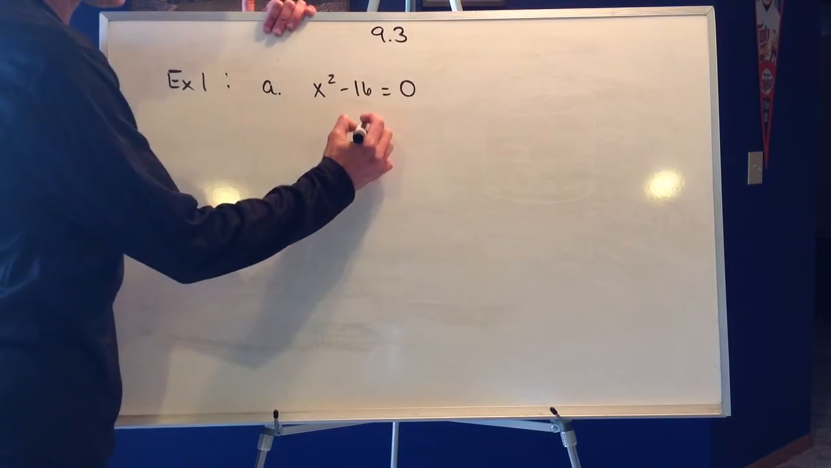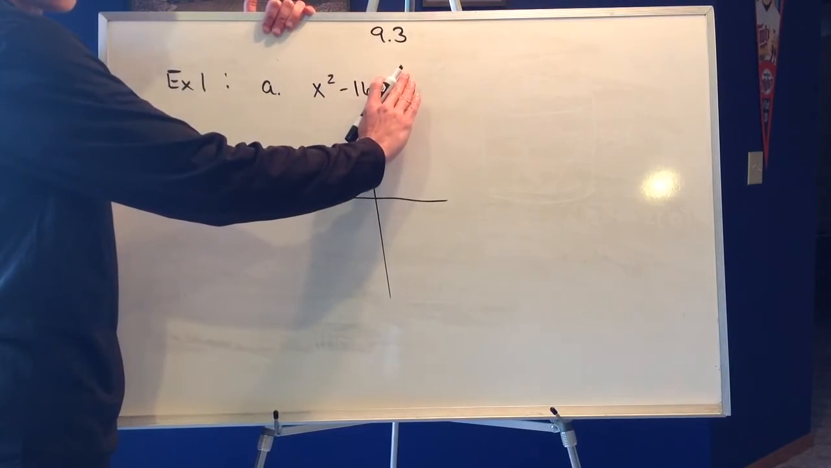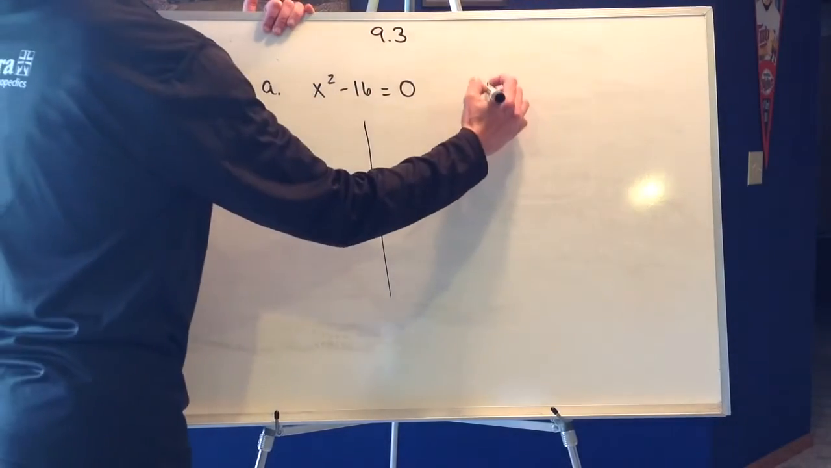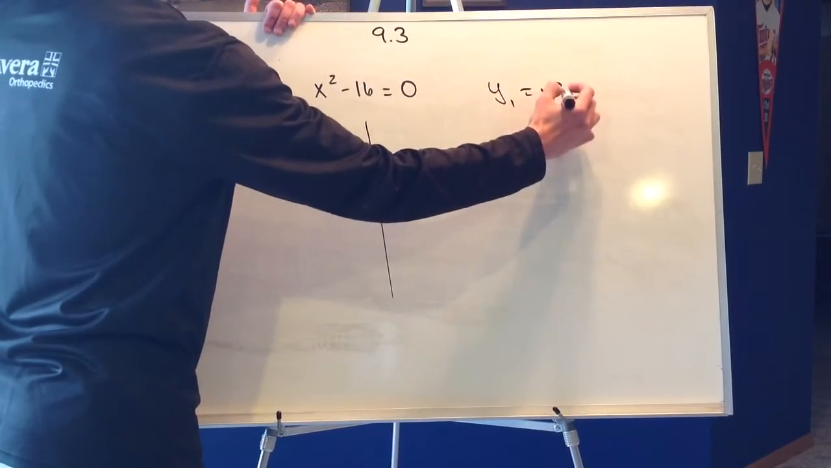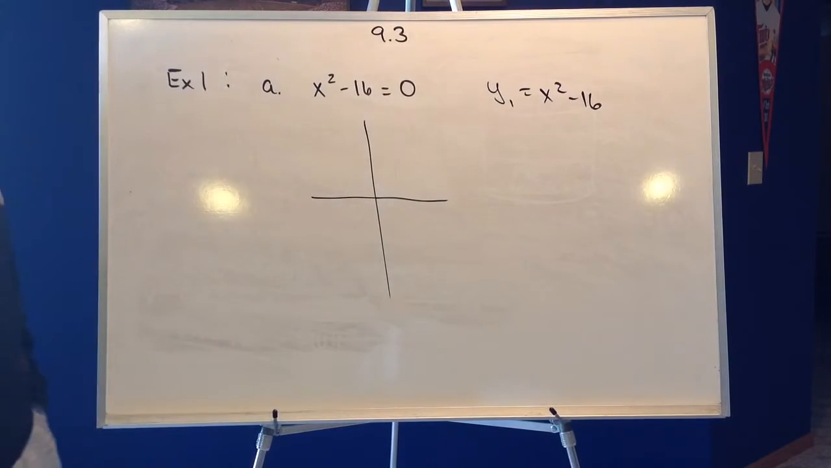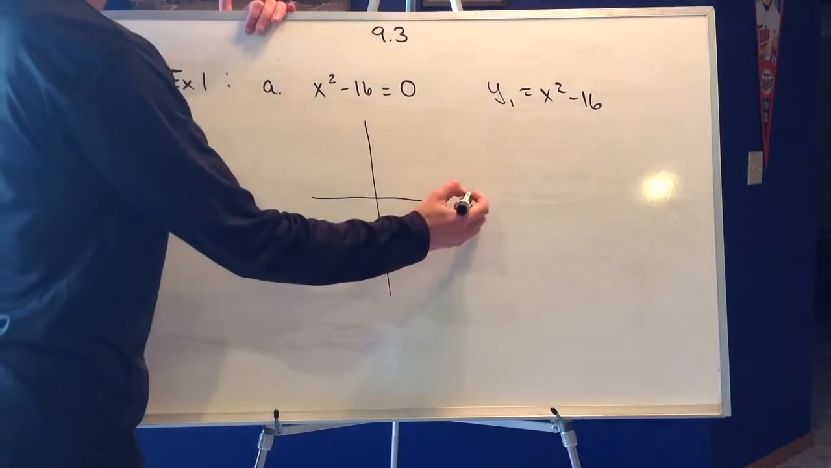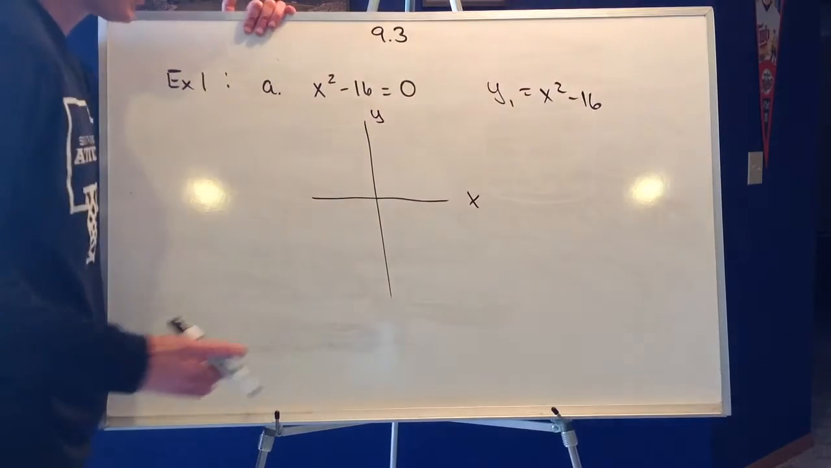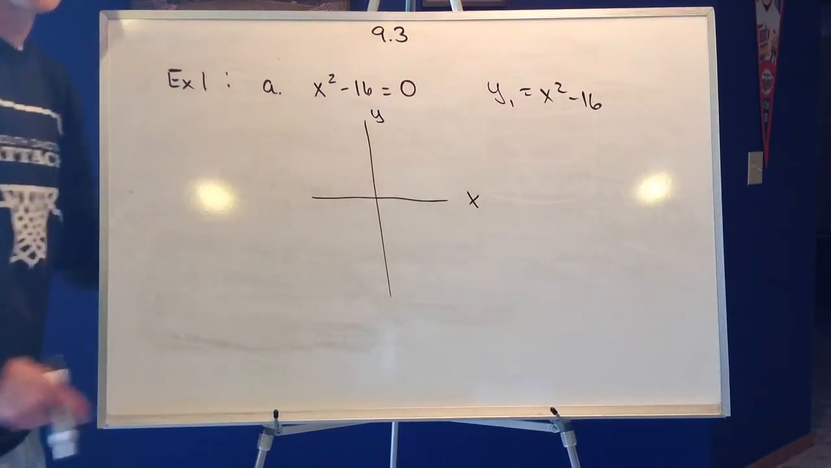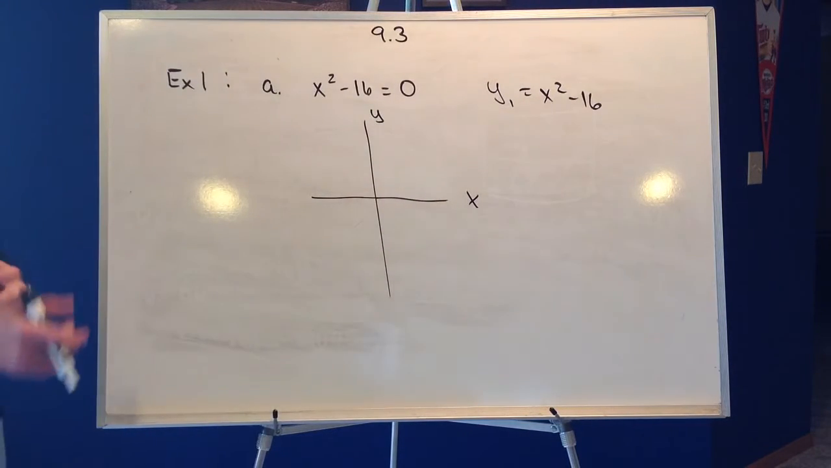You want to go into your calculator and you still want to put this in your y equals though. You're not going to put the 0 part in. It's just going to be y1 equals x squared minus 16, just in your graphing calculator like we have all year. Then you want to go to your graph, and what you're looking for is where does it cross my x-axis. Remember, this is the x, this is the y. It can cross 2 times, 1 time, or not at all, and that's how we'll get our 3 different solution possibilities.